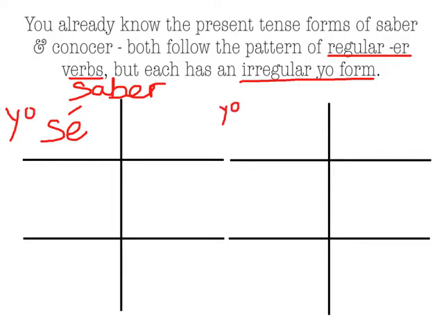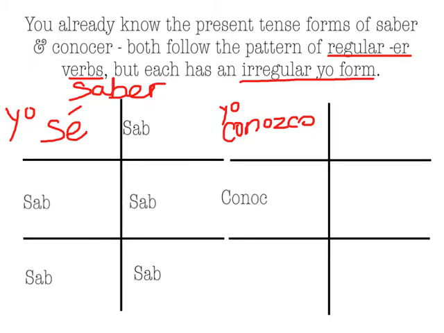You can also say I know by saying yo conozco. So that one's a little bit longer. And then all the rest are just going to be normal. So we'll go ahead and put our normal stem in here. And then as we go through, we can review what a regular ER verb looks like.